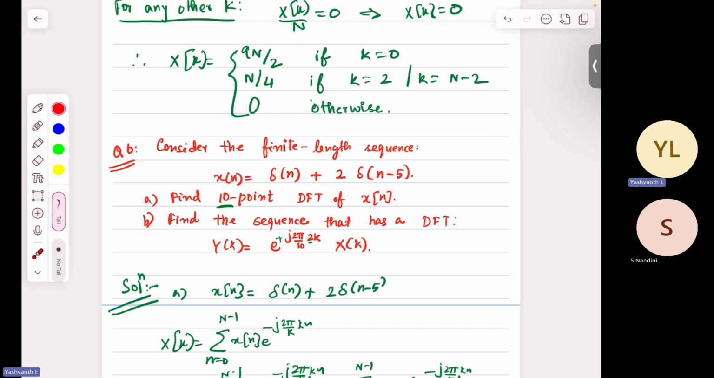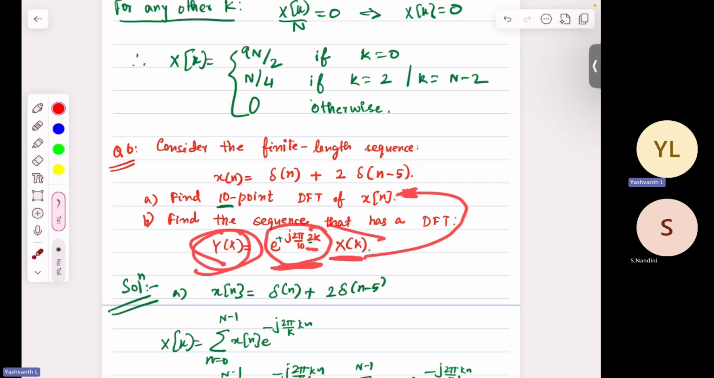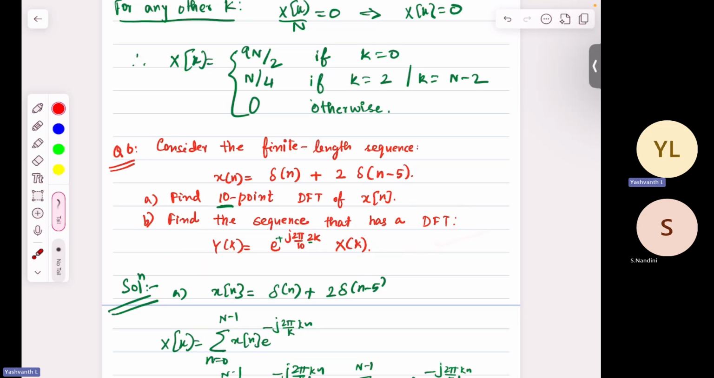The second question is to find the sequence that has a DFT of y of k equal to e power plus j 2 pi by 10 into 2k into x of k. That is, find the inverse discrete Fourier transform of y of k, which is a phase shifted version of x of k. X of k is the DFT obtained in part 1. You multiply the x of k obtained in part 1 by e power plus j 2 pi by 10 into 2k. You will get y of k, and take the IDFT of y of k. That is the answer for the second question. This is basically the question.